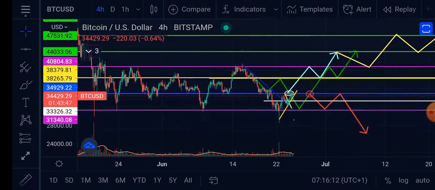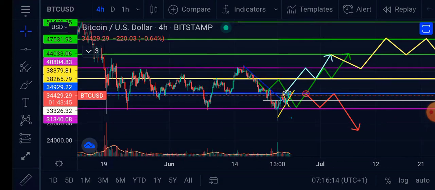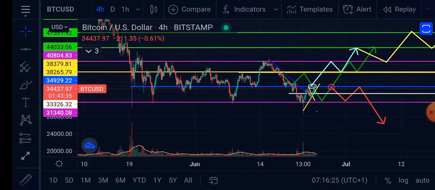So we are still ranging, and truth be told, until we break out from this range, either upwards or downwards, I won't be willing to take any serious trade. We could take short trades, but the normal trades we took earlier this year, it's going to be difficult to have such scenarios.